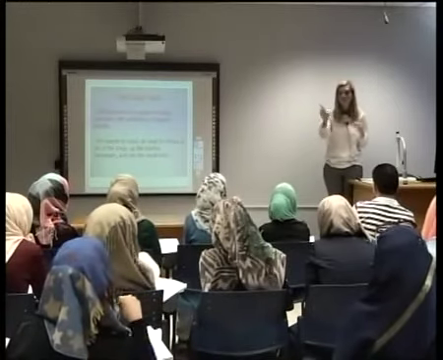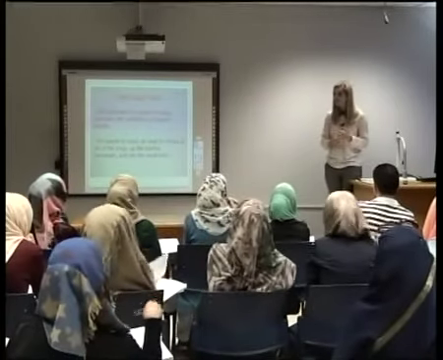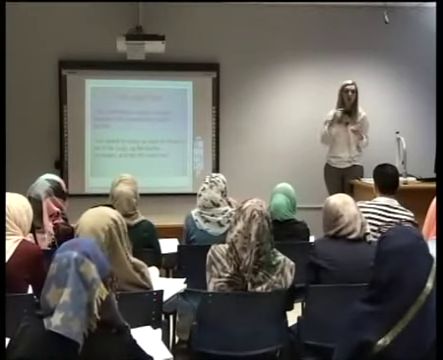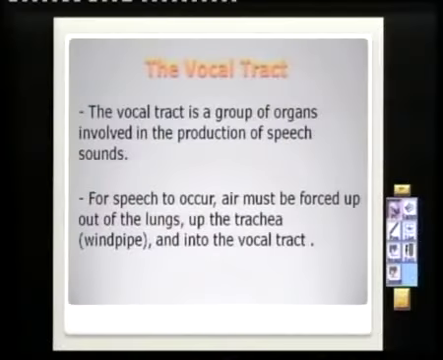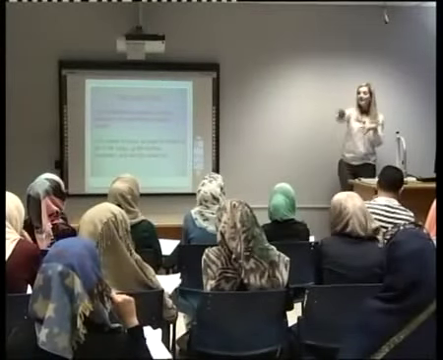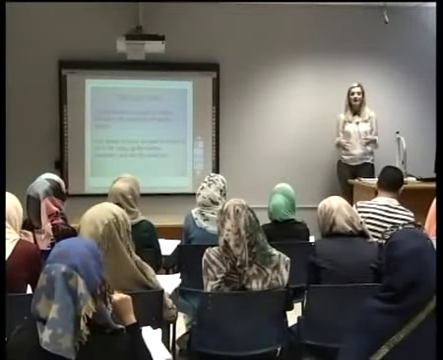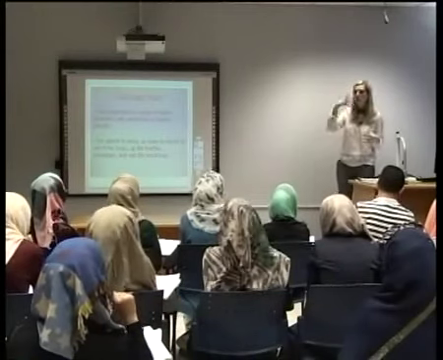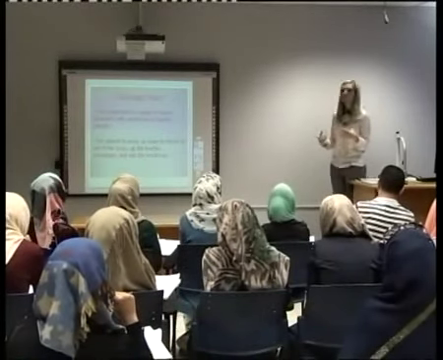Mouth, tongue, larynx. We're going to talk about the larynx, don't worry. Uvula, the throat, the teeth, lips and teeth, nose sometimes, yeah? Vocal cords or vocal folds. We're going to talk about this. So we call all of that you mentioned the vocal tract. So the vocal tract is a group of organs involved in the production of speech sounds.